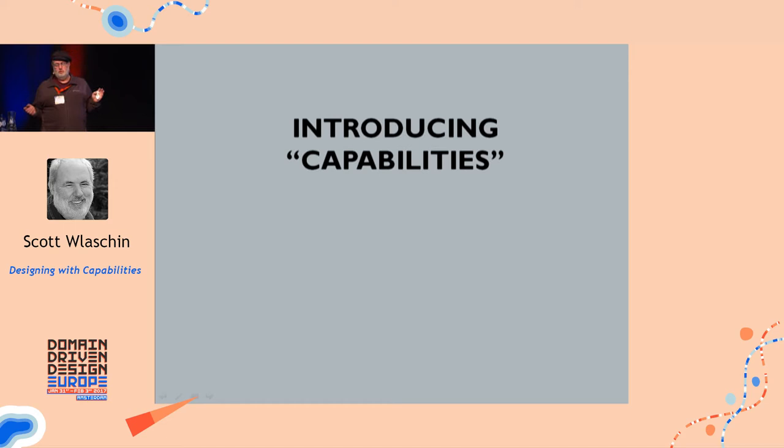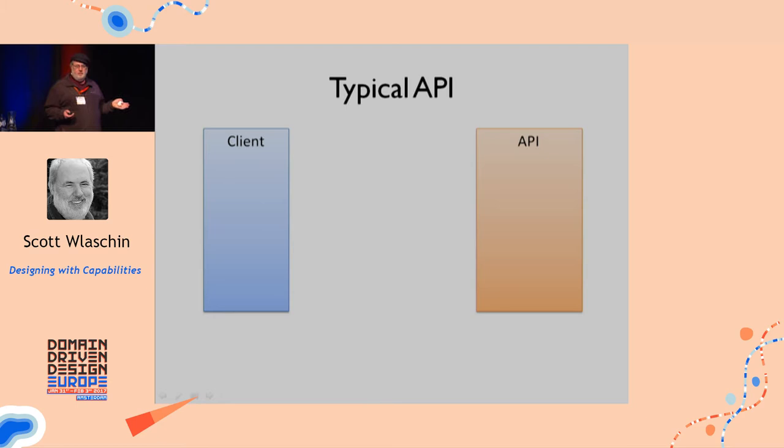And the technique I'm going to use is something called capabilities. So in order to talk about capabilities, I'm going to start with a non-capability version and show you the difference. If you have a typical API, you have a client and a server, you make a call to the API, and let's say it doesn't work. It says, sorry, you can't do that. You can't upload this thing. And it's like, okay, let me try again. And you can't do it again.